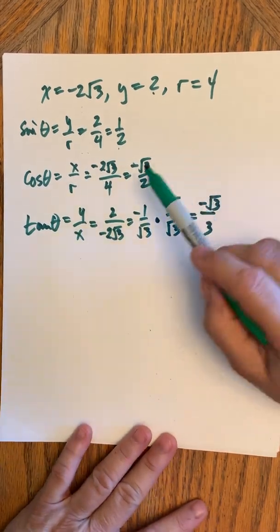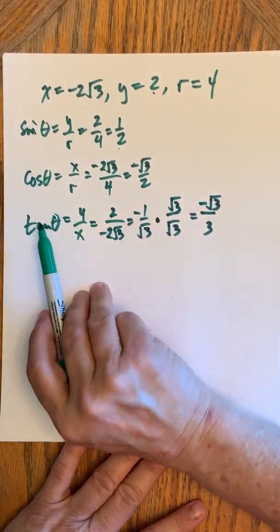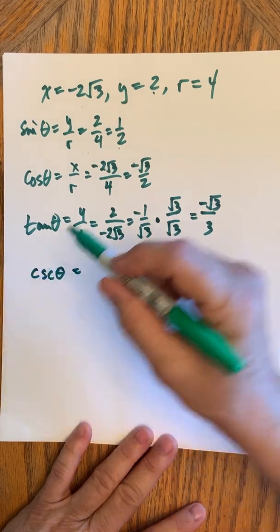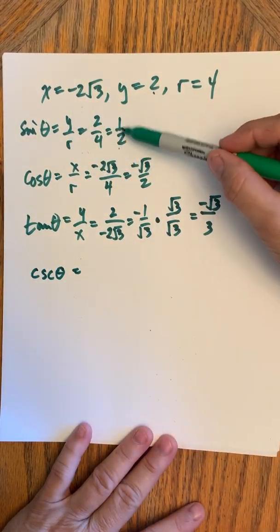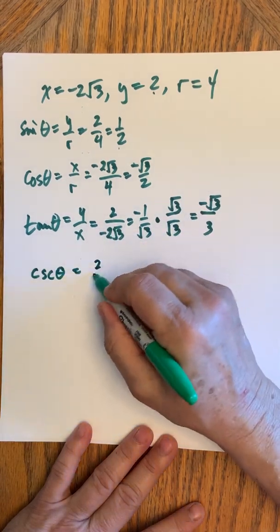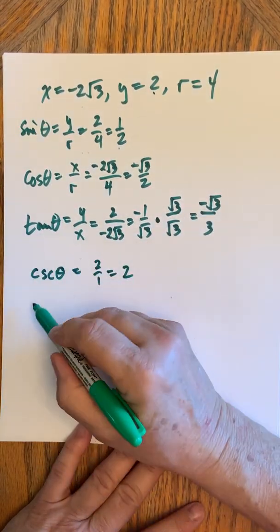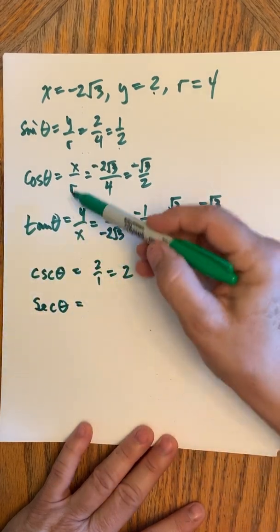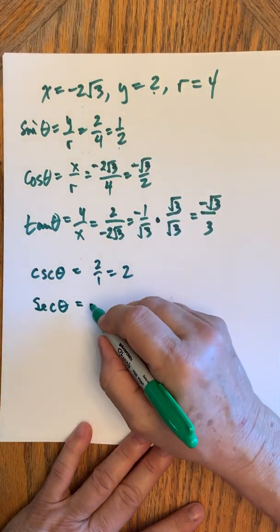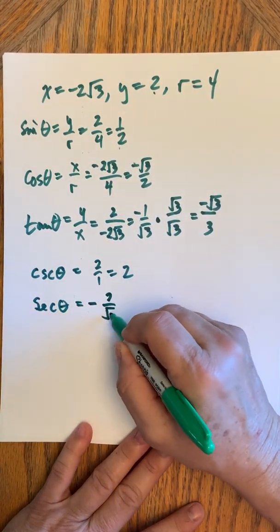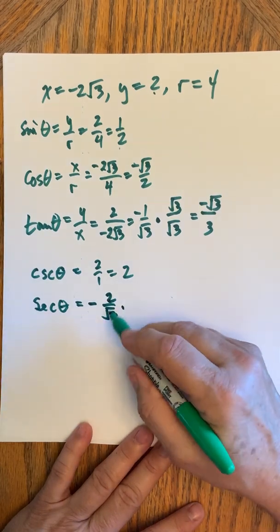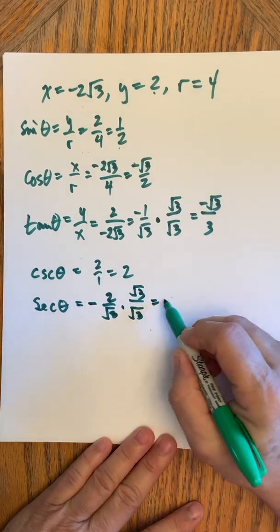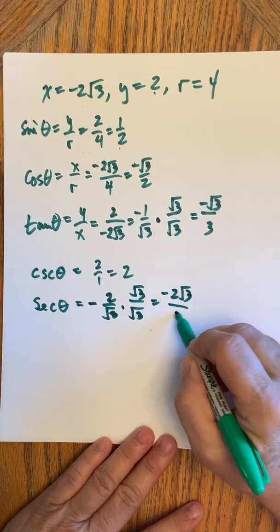Now to do the reciprocals, or the remaining 3, the reciprocal of sine is cosecant. So technically that's r over y, but I just have to take the reciprocal of a half, which is 2 over 1 or 2. And the reciprocal of cosine is secant. So that'd be r over x, but in this case it's going to be the negative of 2 over square root 3. And I can't have the square root 3 in the denominator, so I rationalize by multiplying by 1. And I get negative 2 square root 3 over 3.